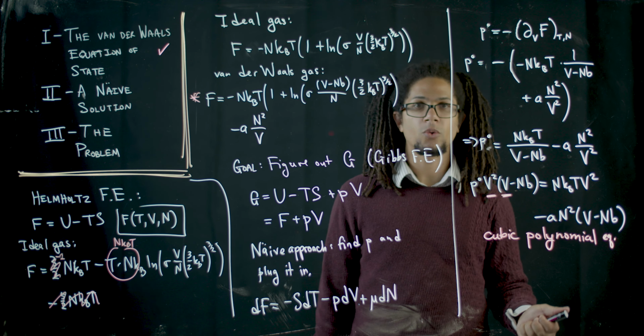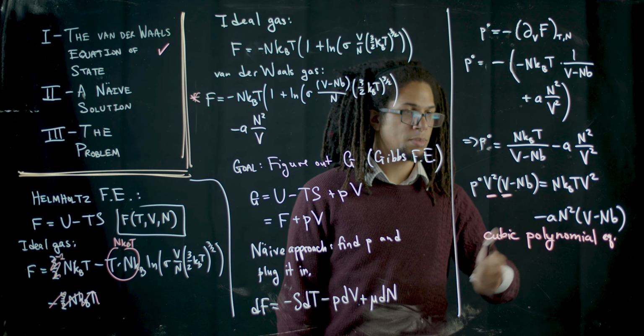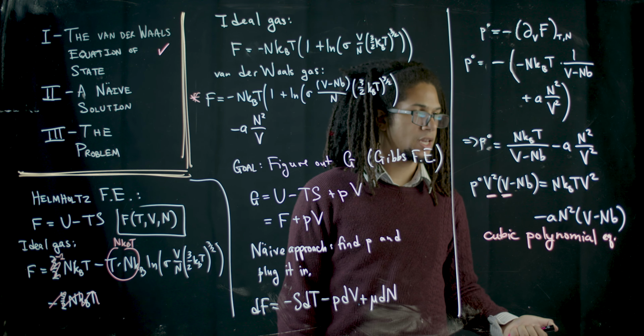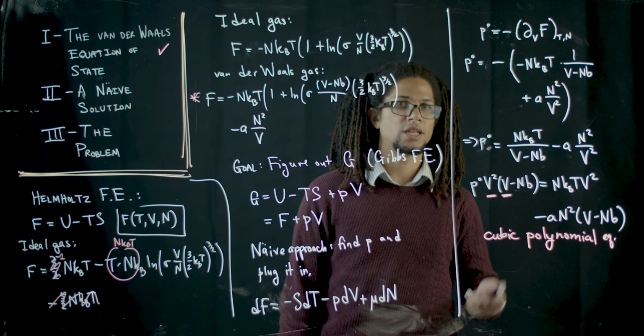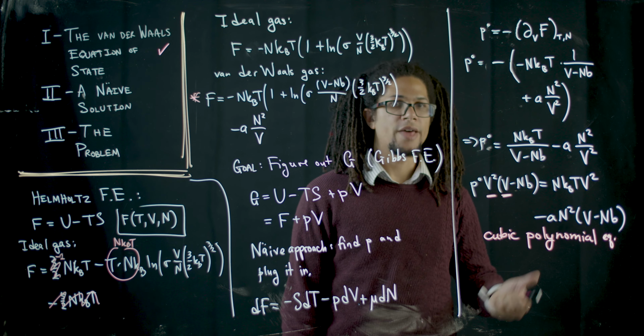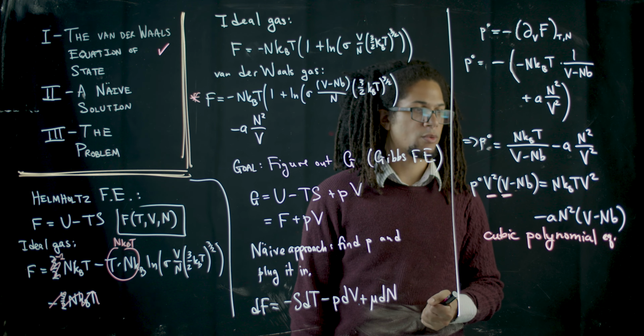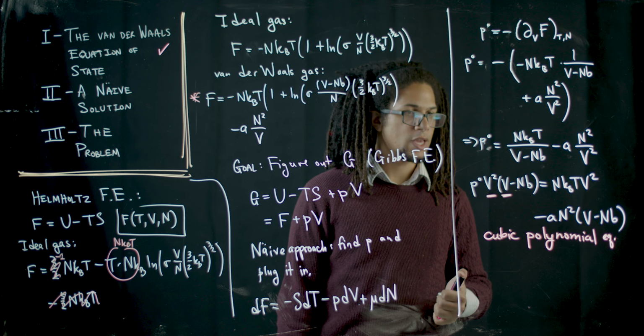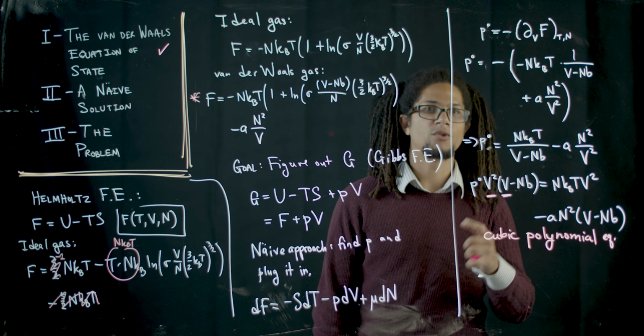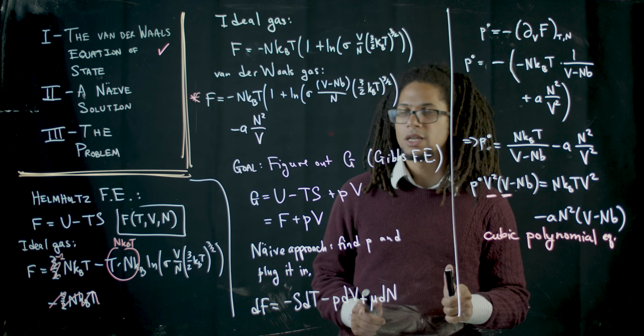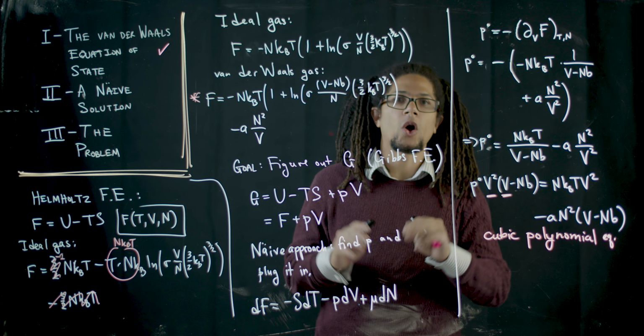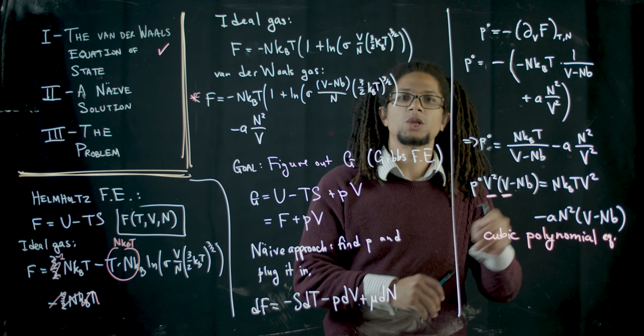So whereas before we had a nice linear relationship, PV is equal to nkBT, here we have a much more complicated cubic relationship. And there's a problem with cubic relationships like this, namely that they don't necessarily have one solution. I'm going to clean up the board and we're going to start drawing what we think this relationship should look like.